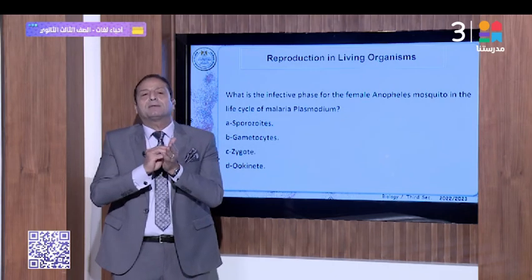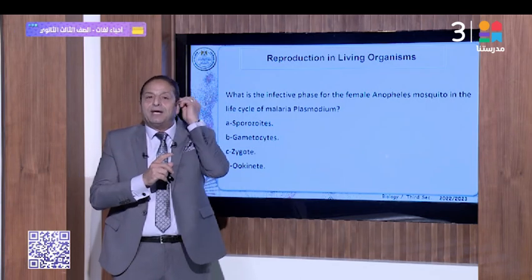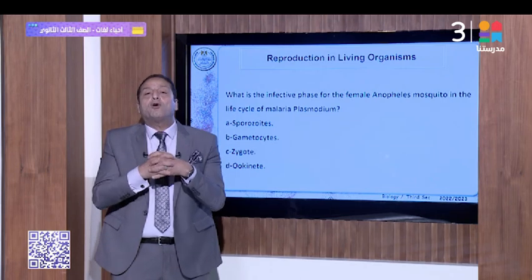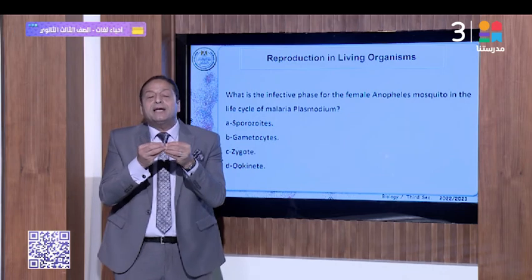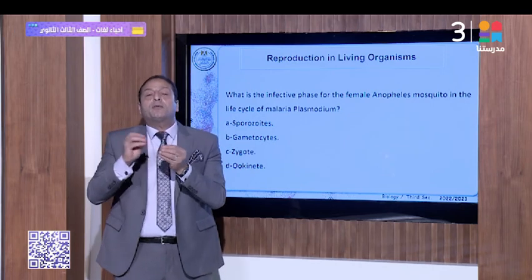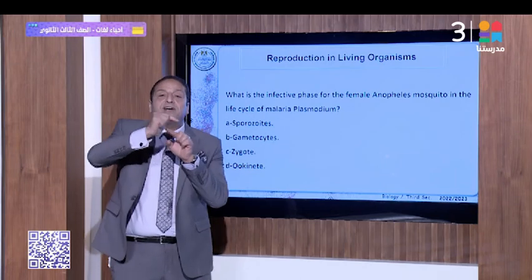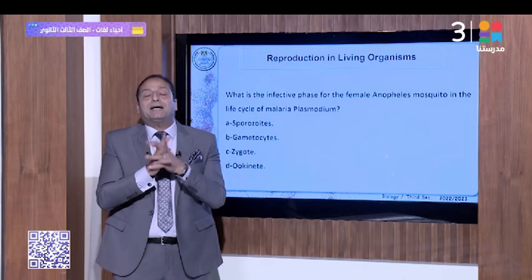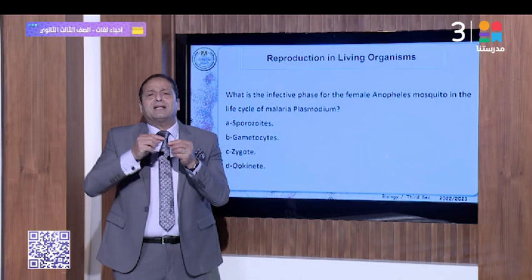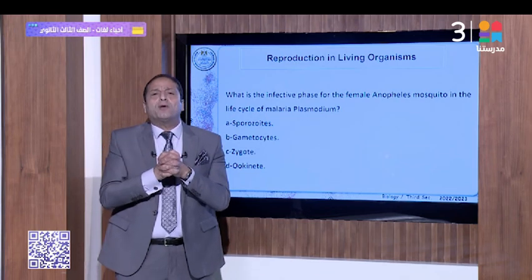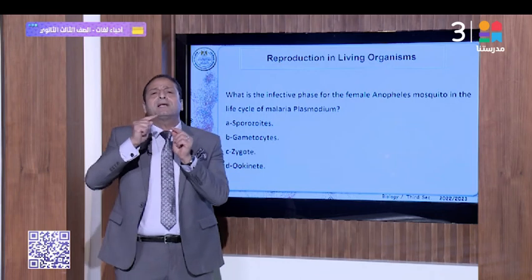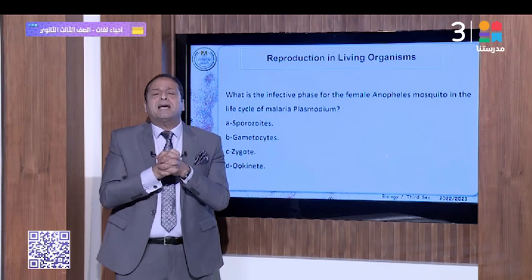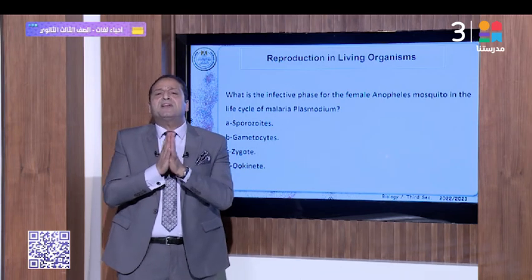This is a special case. Forming male gametes and female gametes, okay? Male gametes and female gametes fuse together, forming the zygote. The zygote is formed inside the stomach wall and transformed into an ookinete. After that, the oocyst is divided mitotically, forming the specific type, sporozoites, and this is divided by the sporogony. These infect the human being, and the infective phase is called sporozoites.